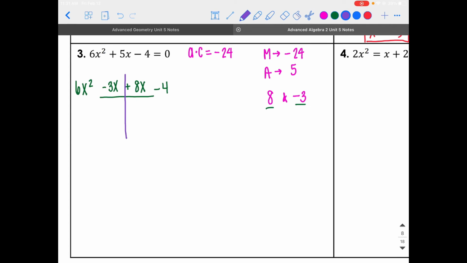Okay. Then I'm going to draw my line down the middle, and I'm going to factor by GCF. So on the left side, I'm asking myself, what goes into both 6x squared and 3x? And we should get 3x. And when I factor that out, I'm left with 2x minus 1. On the right side, I can factor out a 4. When I factor out a 4, I'm left with 2x minus 1.